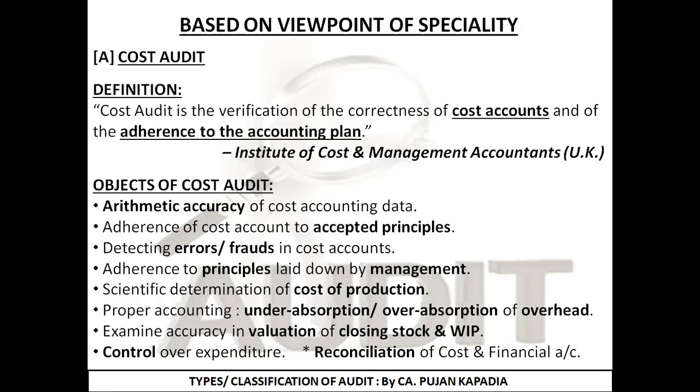Last and important point is reconciliation of cost and financial accounts. We very well know the profit that I find out on the basis of cost accounting and the profit that I find out on the basis of financial accounting may differ. Why? Because there are certain elements which are considered in financial accounting but ignored in cost accounting, and vice versa. So proper reconciliation is supposed to be framed so that you come to know that both the accounting has been done correctly. In short, all these points are the basic objectives answering the question, why cost audit?